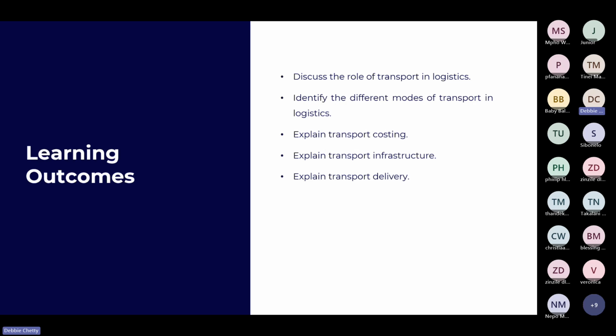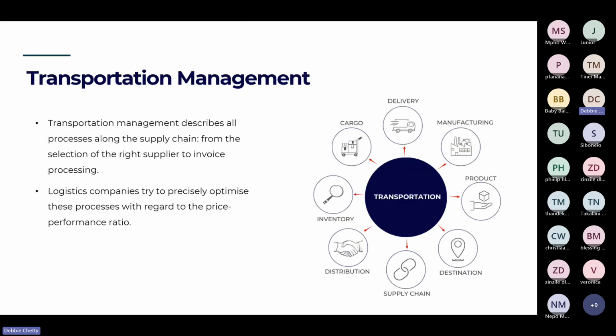Okay, so let's first start by explaining the concept of transport management, right? So as you can see on the slide, it states that transport management describes all processes along the supply chain from the selection of the right supplier to invoice processing, right? It also involves companies trying to precisely optimize these processes with regards to price performance ratios. Right, so as we're going along, guys, if you have any question, please post it on the chat box and I'll respond to you.